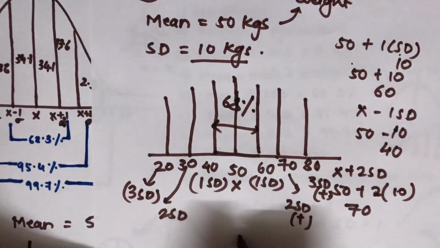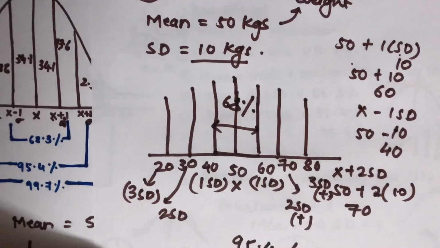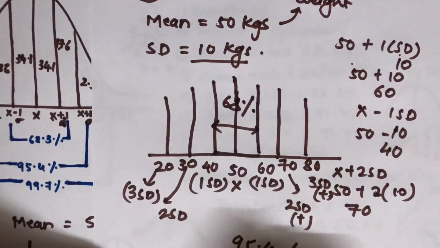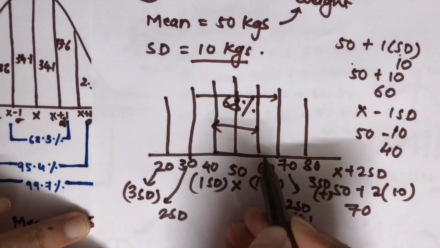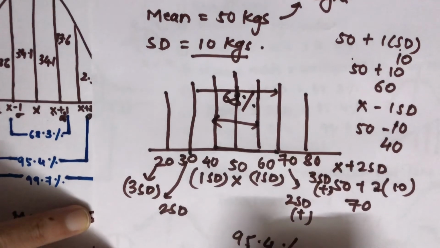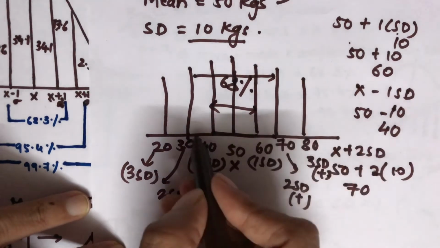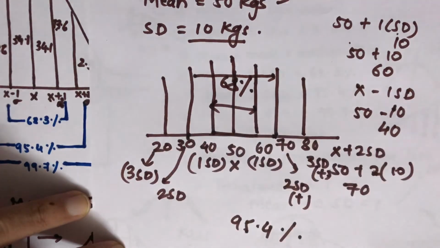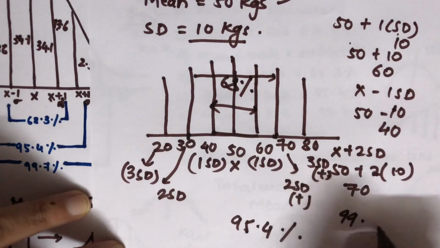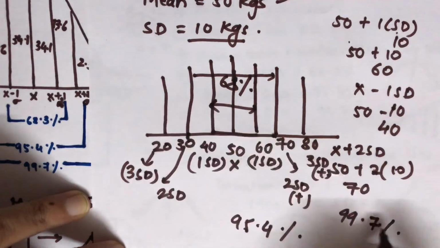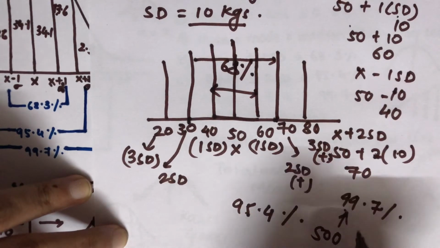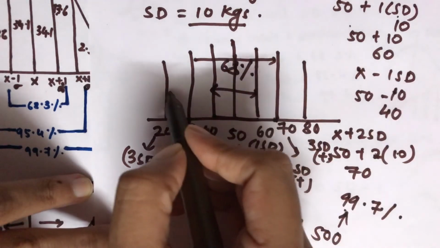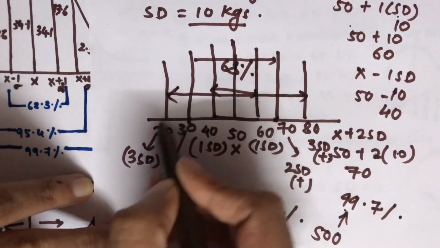Now the next value was 95.4%. That means 95.4% of people lie within 2 SD, that is 30 to 70. So 95% of people lie between this range of 30 kg to 70 kg. And the last one was 99.7%, that means 99% of the people. So in the group of 500 people, 99% of people will lie between 20 to 80 kg. That is your 3 SD.